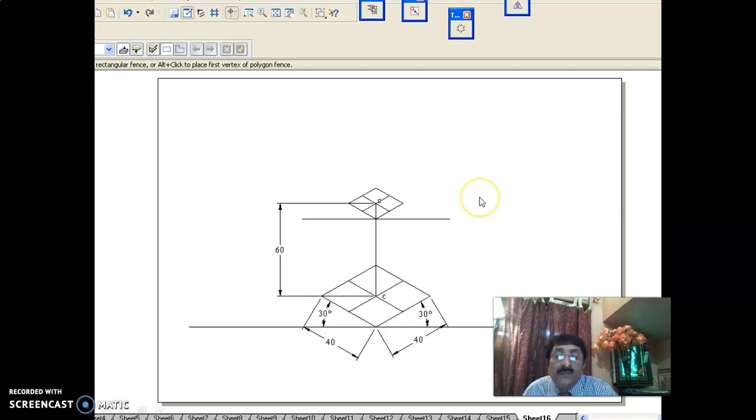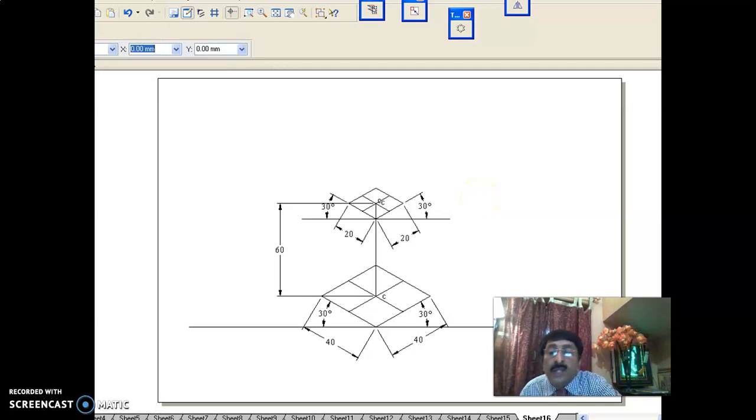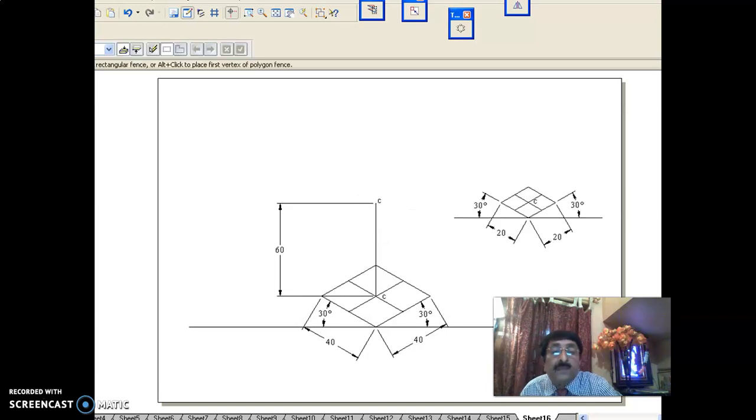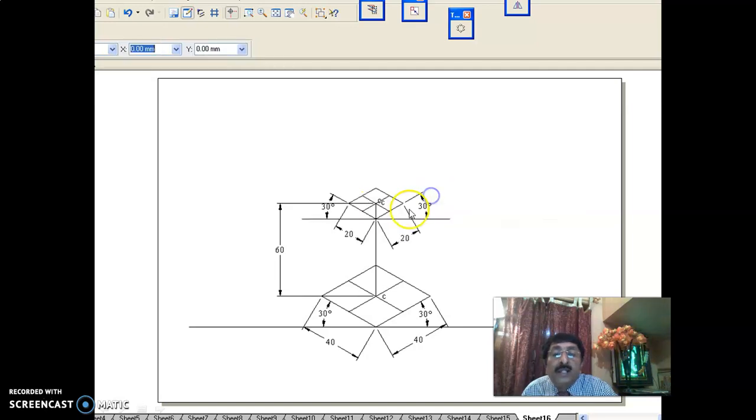Did you follow? I'll repeat. You take this 20, you move this, don't copy, move this with respect to C. You fix the C and take it to the end of this line. Then once you do this, remove all this.